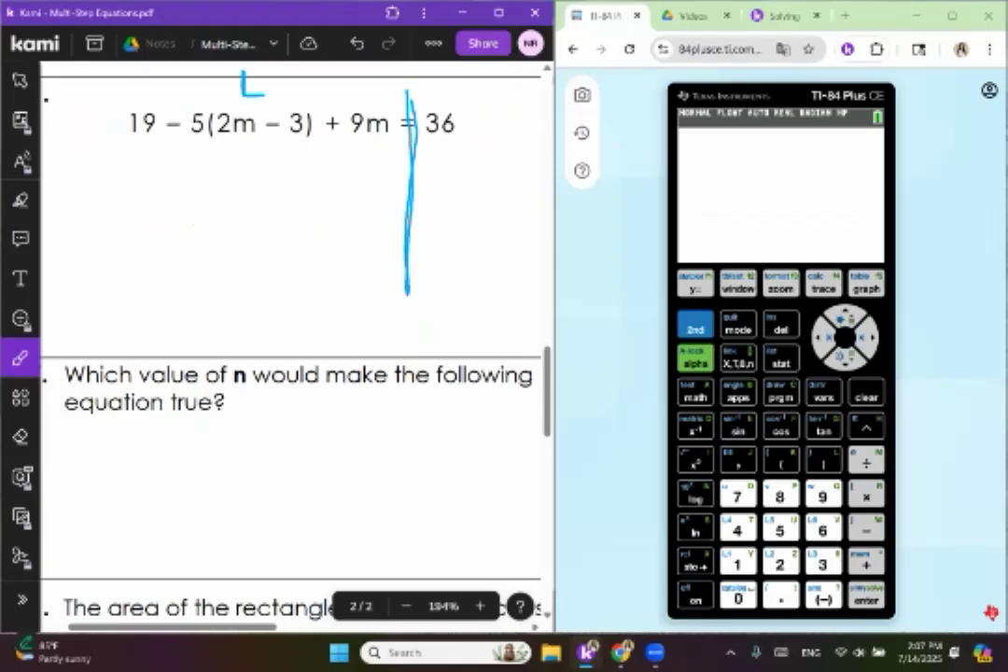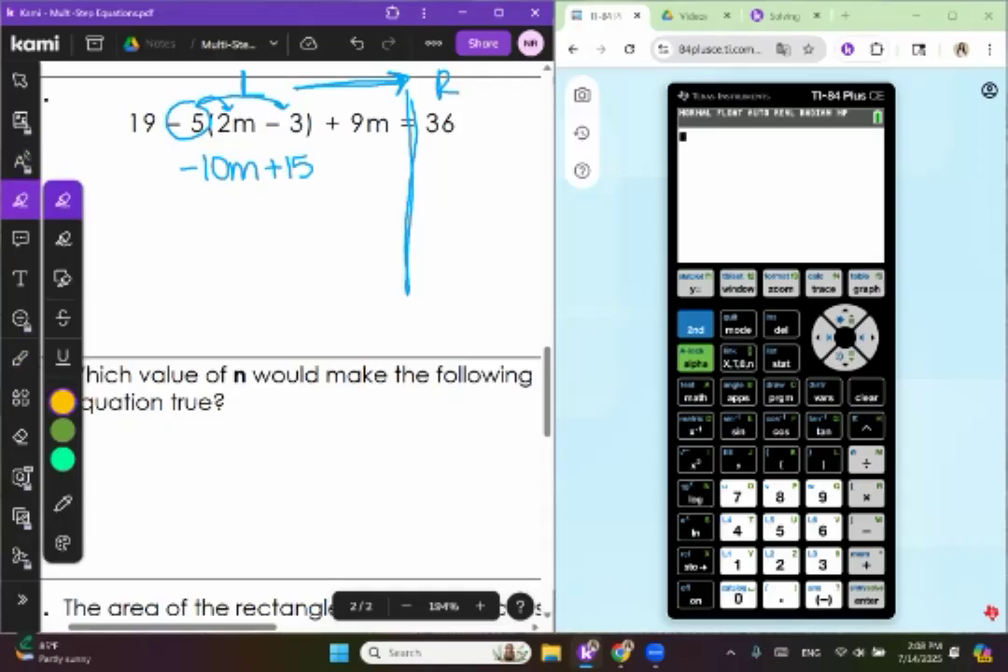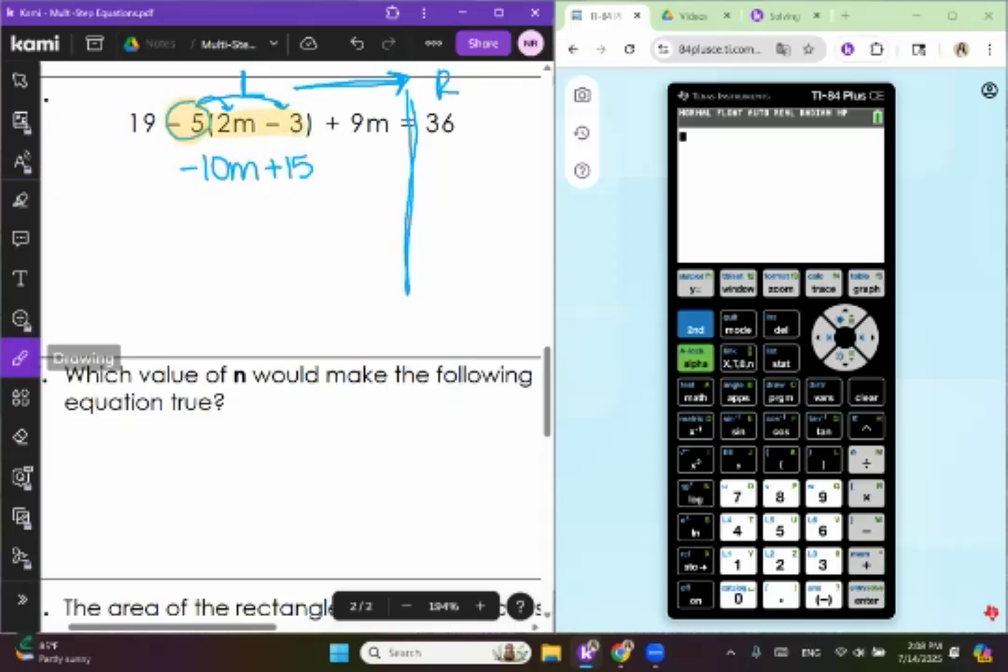We're going to go from the left to the right again. Okay. Do we see parentheses? Yes. So first step is to distribute. Negative 5 times 2, negative 10m. Negative 5 times negative 3, positive 15. Everything else that you don't multiply, meaning if it's not the number that's being distributed, or if it's not inside of the parentheses, you bring it down. So 19 comes down, plus 9 comes down, and 36 comes down.